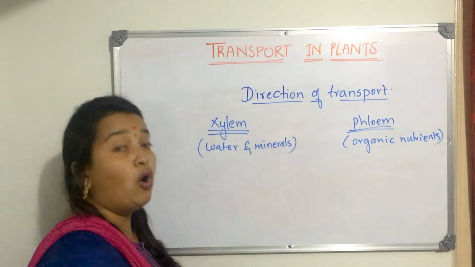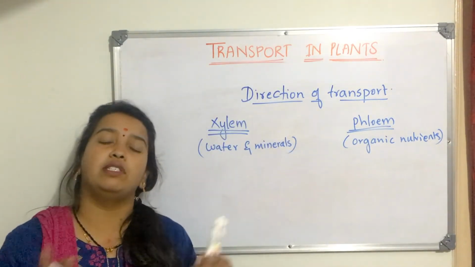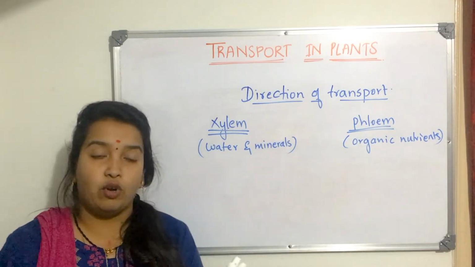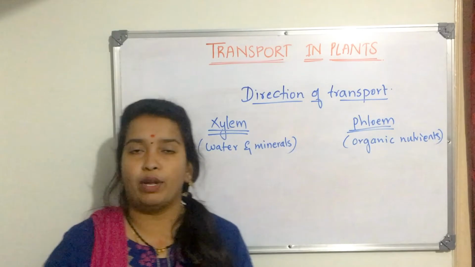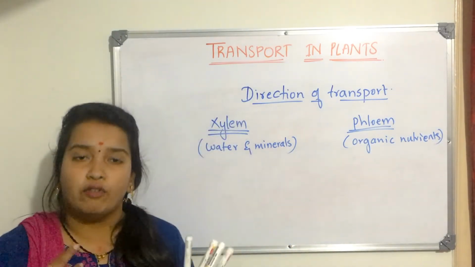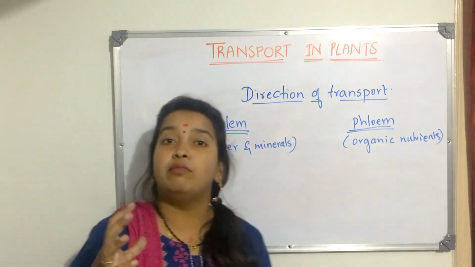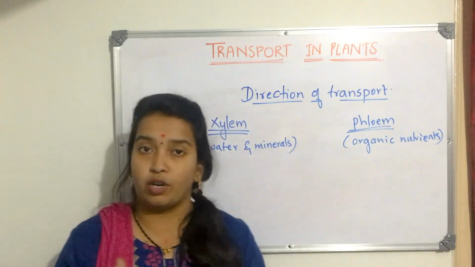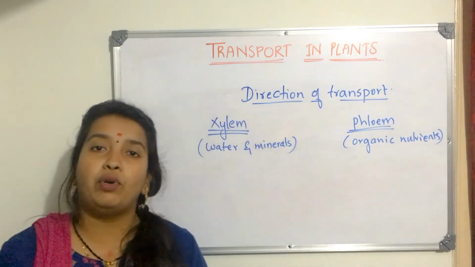And when you talk about hormones, sometimes they can travel through xylem, sometimes through phloem. We do not strictly say that hormones travel by xylem or by phloem. They can take both pathways for movement, okay? But strictly when we talk about water, xylem carries water, phloem does not. Phloem carries organic nutrients. But here we are discussing direction.